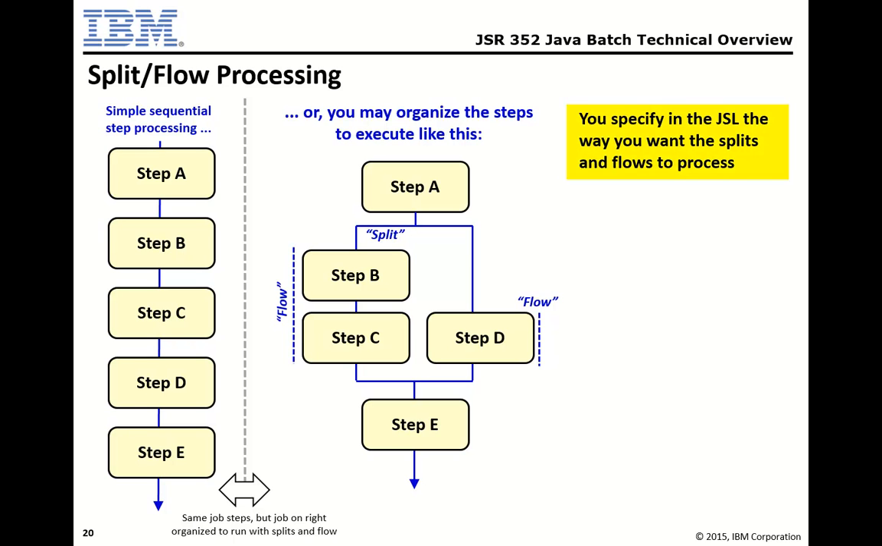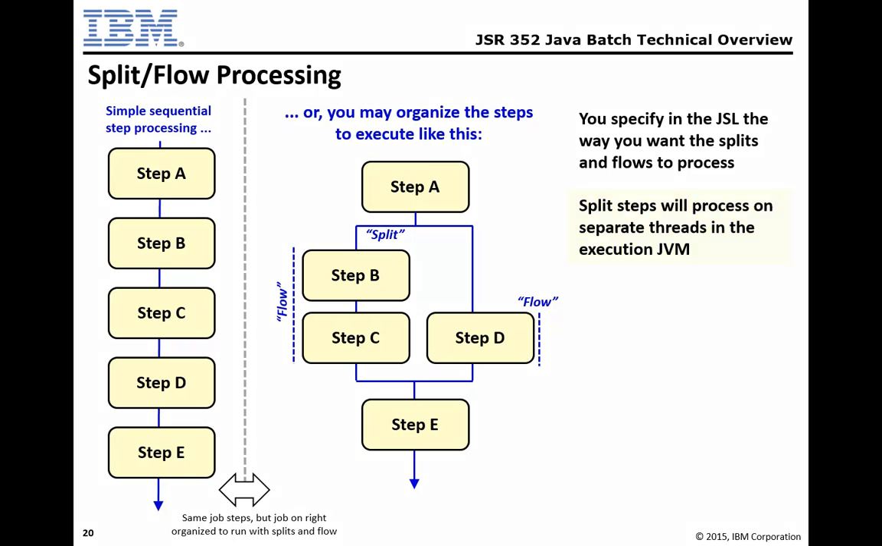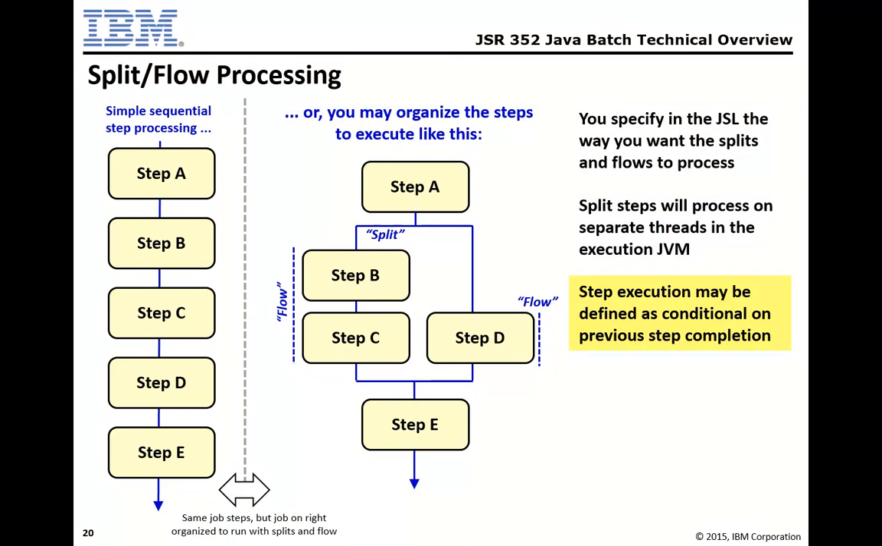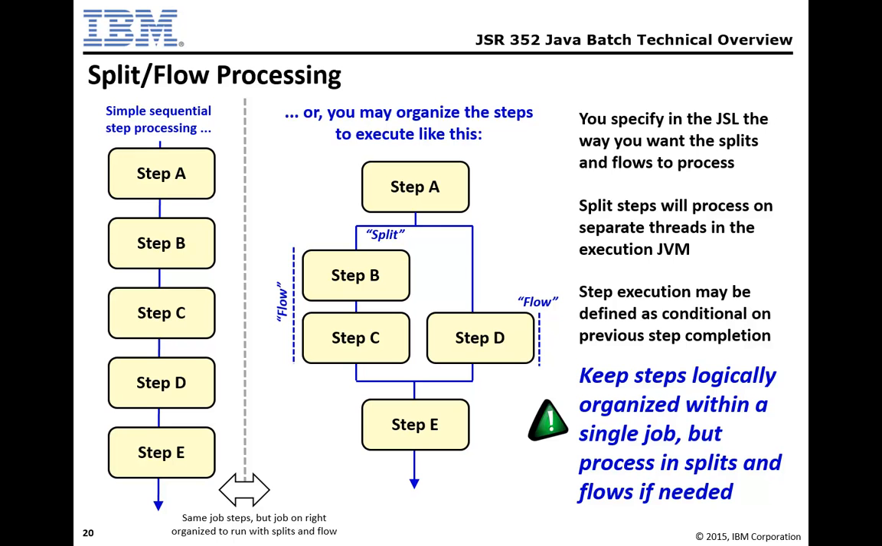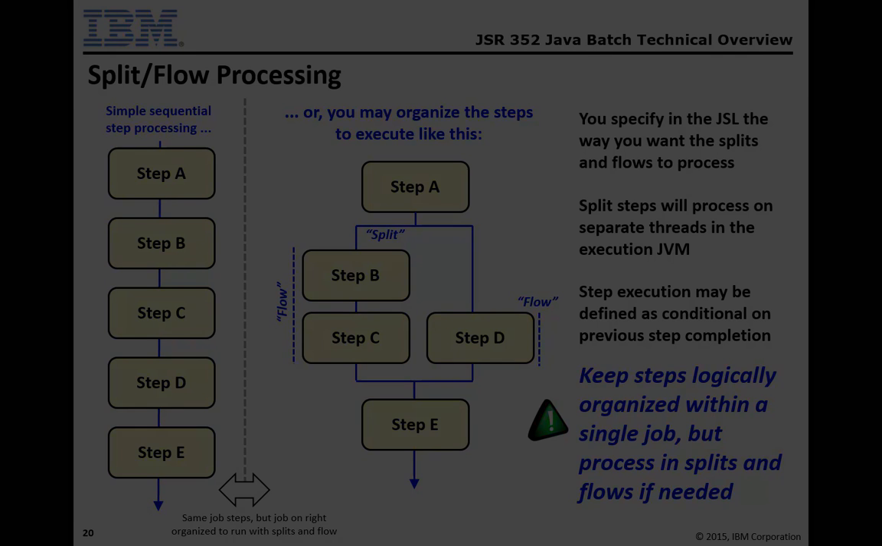You define the splits and flows with XML in the job specification language document. Splits will process on separate threads in the JVM. You have conditional processing control just as you do with simple sequential patterns. The value of this is that it gives you flexibility to design your job step execution. If you have the ability to execute some job steps concurrently, you may do that.